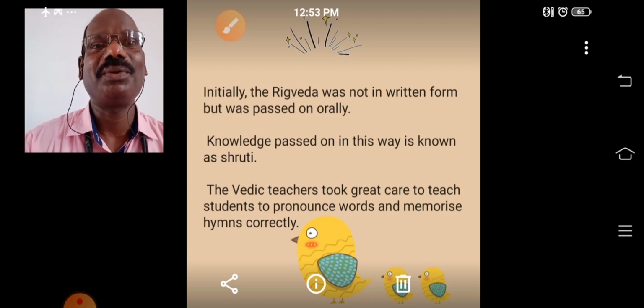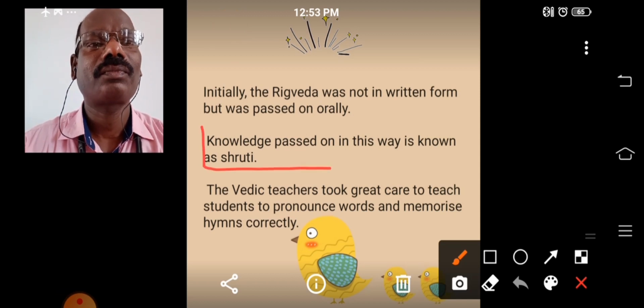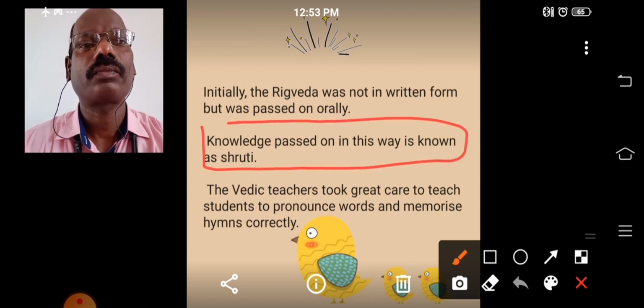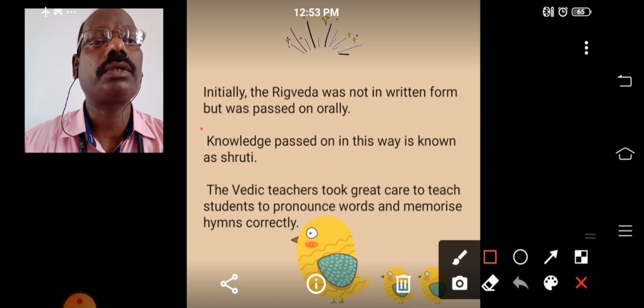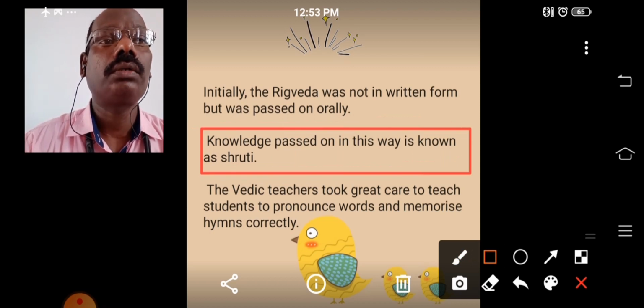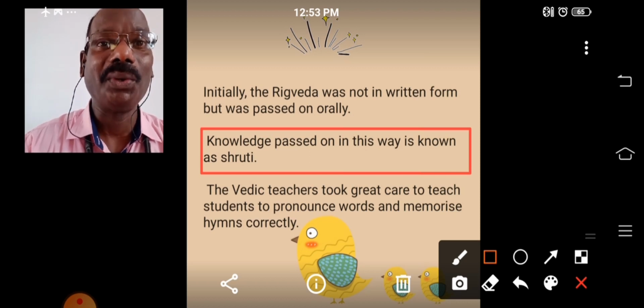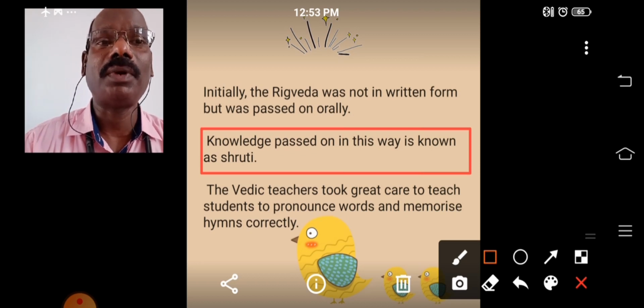Shruti. What is called Shruti? Shruti means the knowledge passed on orally. Orally is known as Shruti. Okay, learn the answer. What is called Shruti? Shruti means knowledge passed on orally is known as Shruti.